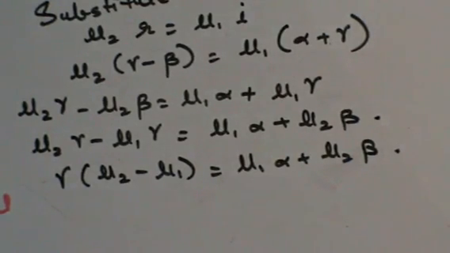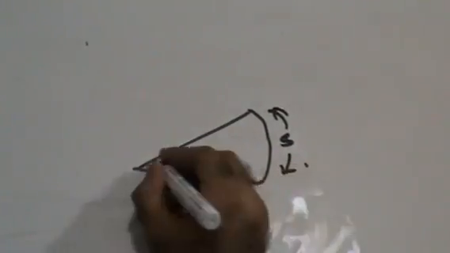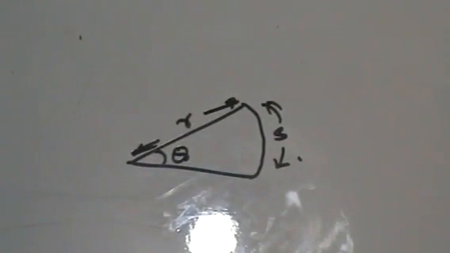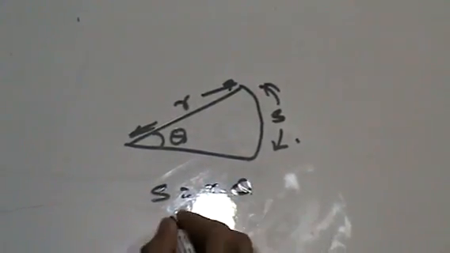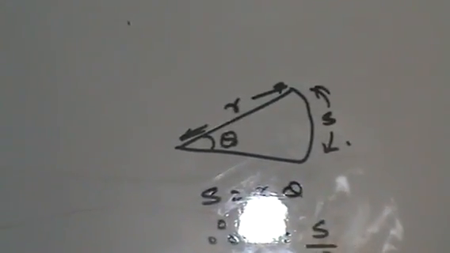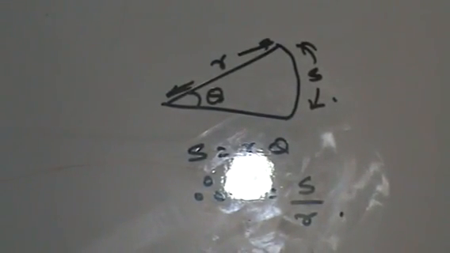Now, we have also learned how we can find the length of the arc. If this is the length of the arc S, this is theta and this is the radius, we learned that S is equal to R theta. Therefore theta will be nothing but S upon R. That means the measure of the angle is the length of the arc divided by the radius, right?